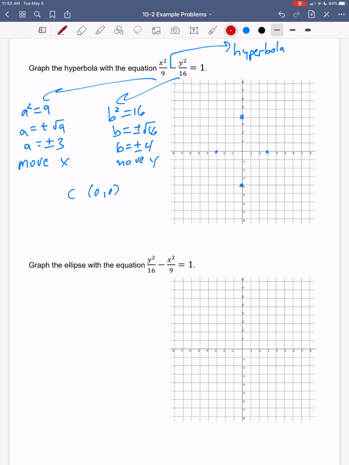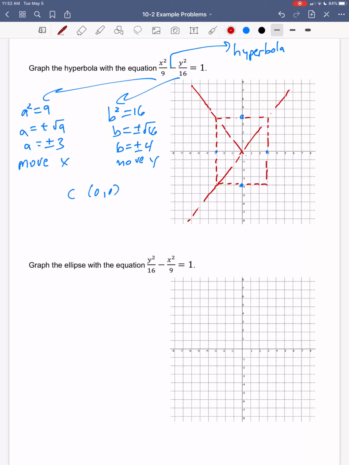That tells me how to make my rectangle. Now, it was optional for an ellipse. It's not optional for a hyperbola, because for a hyperbola, I need to draw in the asymptotes, which are the diagonals of this rectangle. So I go along from the corner to the center to the other opposite corner, and it keeps going.